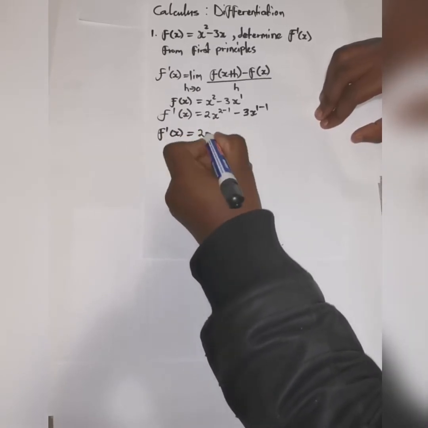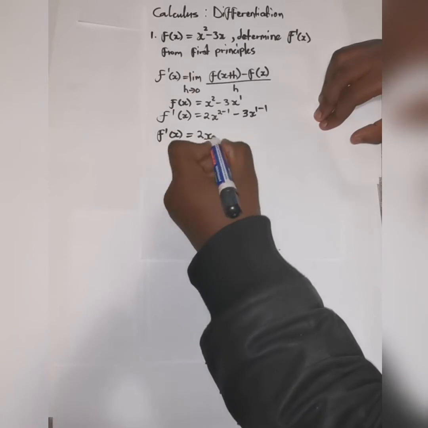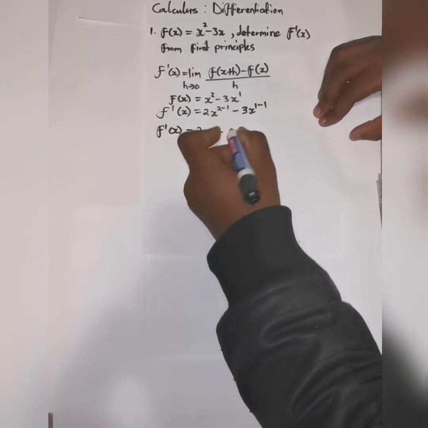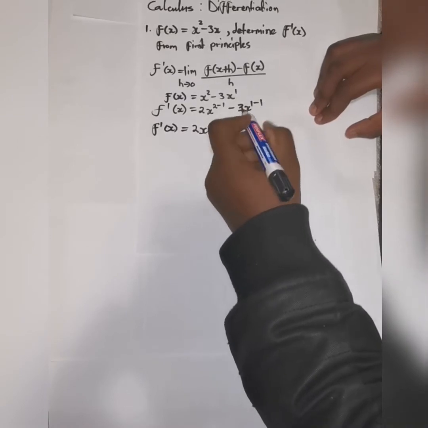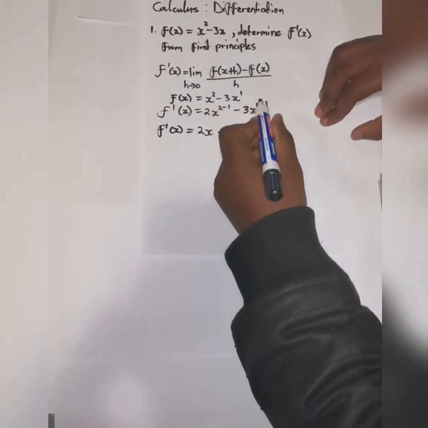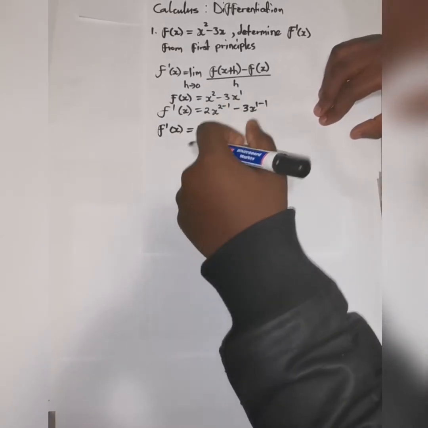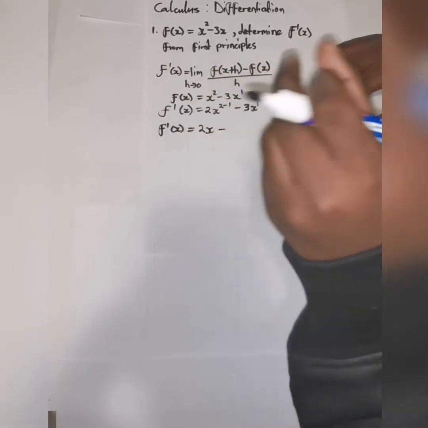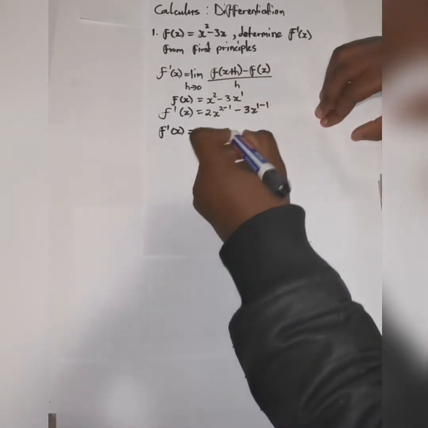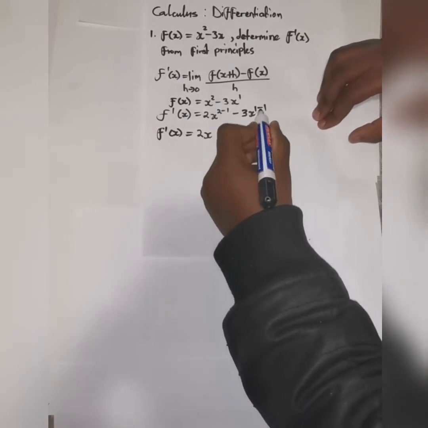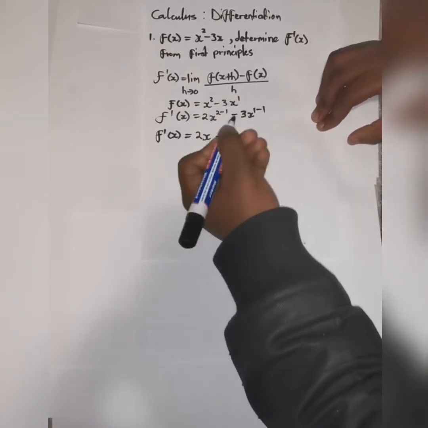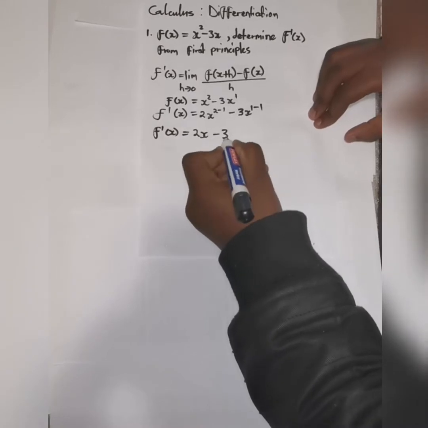2 minus 1, it's going to be 2x to the power of 1. So that's how it is right there. And then we have 3x to the power of 1 minus 1, so it's going to be x to the power of 0. Any variable to the power of 0, or any number to the power of 0, is going to give us a 1. So this is going to be 3 times 1, because any variable raised to the power of 0 is 1. So it's just going to be 3.